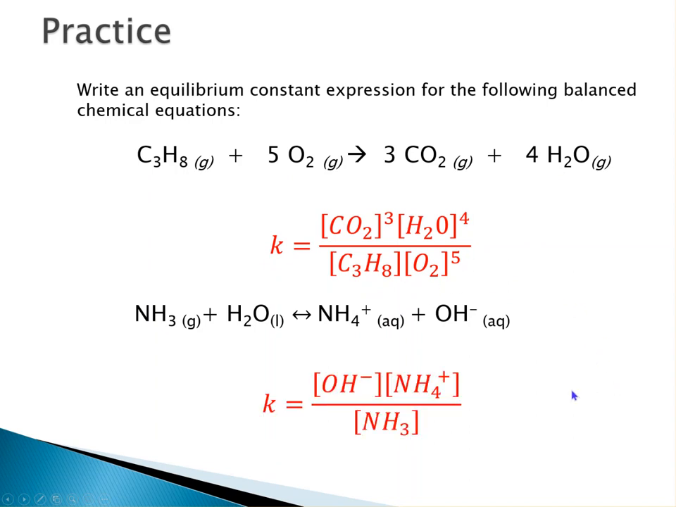For the next one, again, we're going to leave out water because it's liquid. Everything else is gas or aqueous, so it can go in. Now, conveniently enough, all the coefficients are 1, so we don't have to worry about adding exponents. It's just going to be products over reactants. So hydroxide times ammonium divided by ammonia.